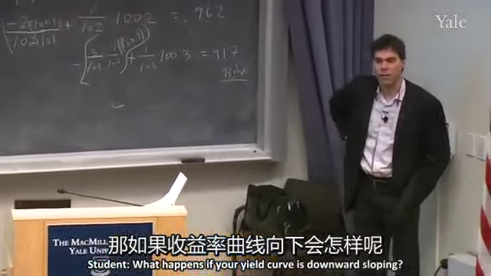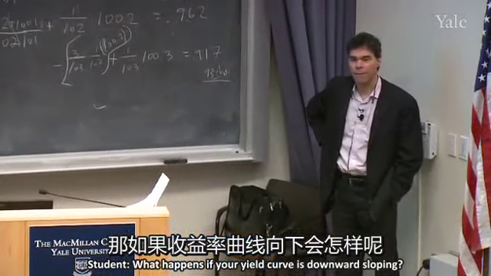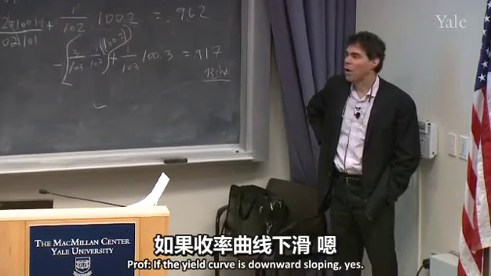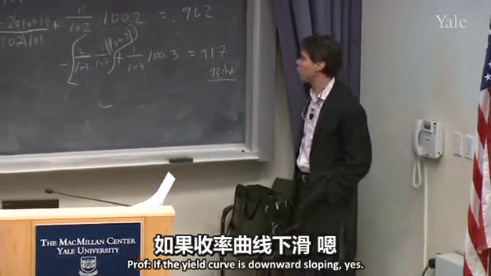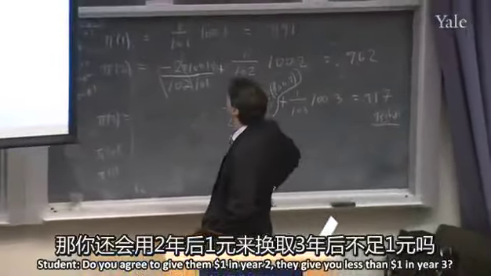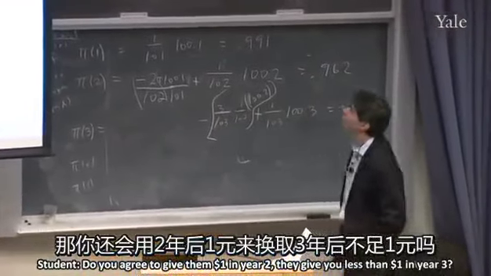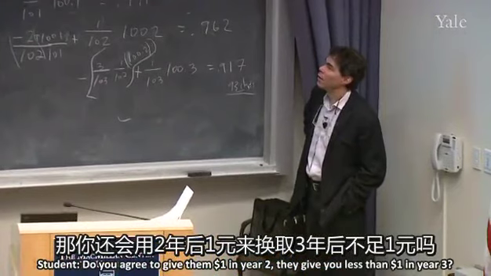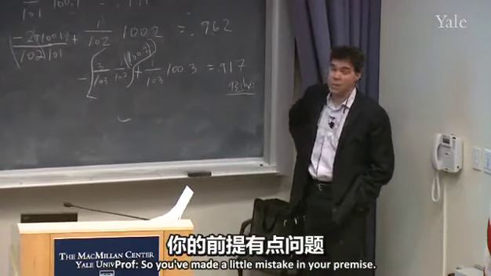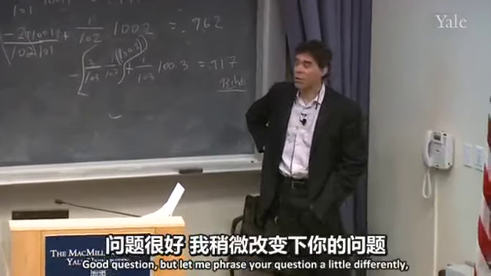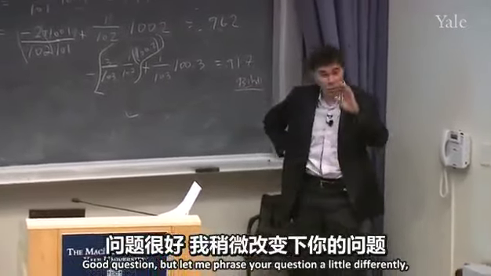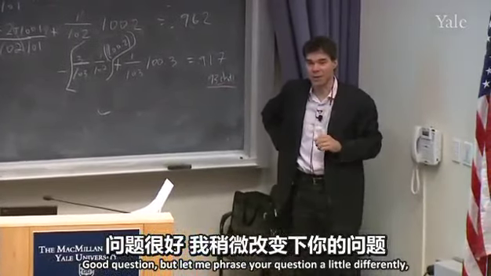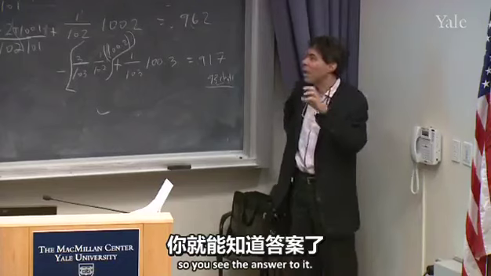Yep, go ahead. What happens if your yield curve is downward sloping? You get less money if you agree to give them $1 in year 2, so they give you less than $1 in year 3. Okay, so you've made a little mistake in your premise. Good question, but let me phrase your question a little differently so you see the answer to it.